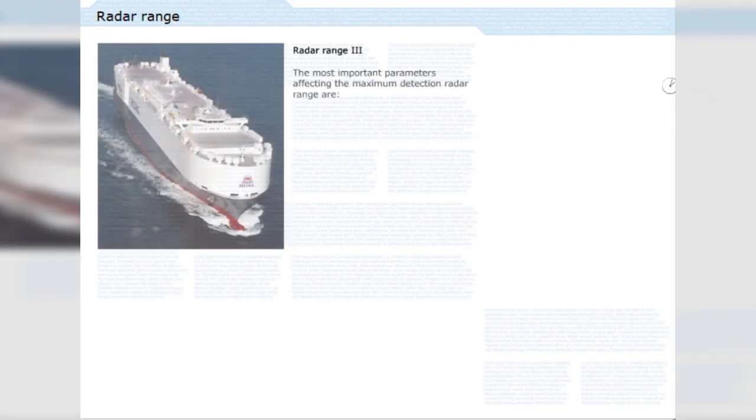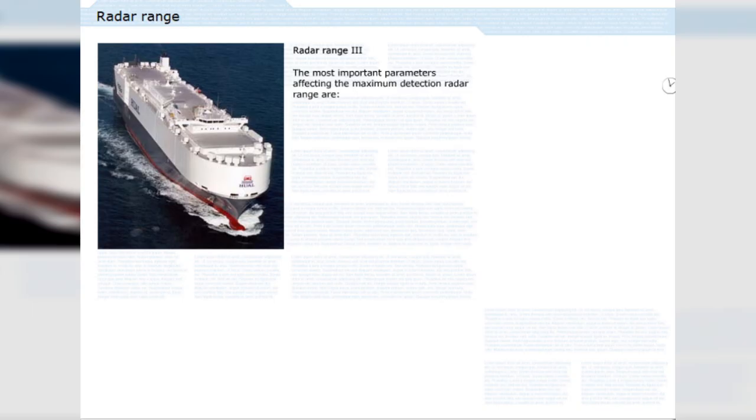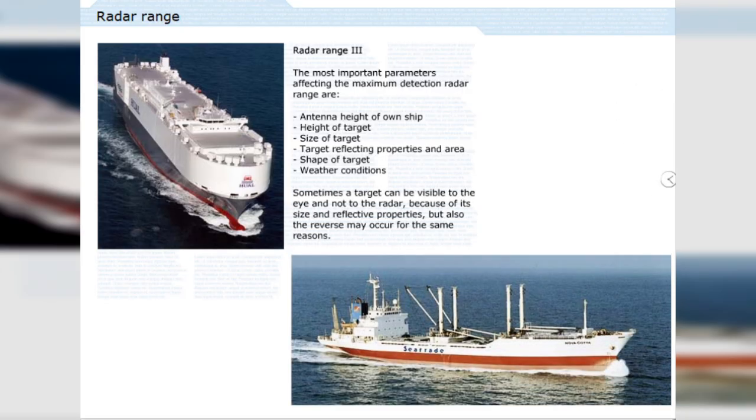The most important parameters affecting the maximum detection radar range are antenna height of own ship, height of target, size of target, target reflecting properties and area, shape of target, and weather conditions. Sometimes a target can be visible to the eye and not to the radar because of its size and reflective properties, but also the reverse may occur for the same reasons.